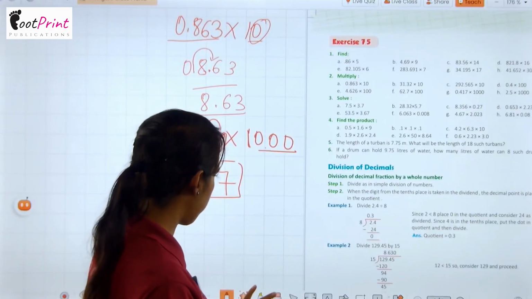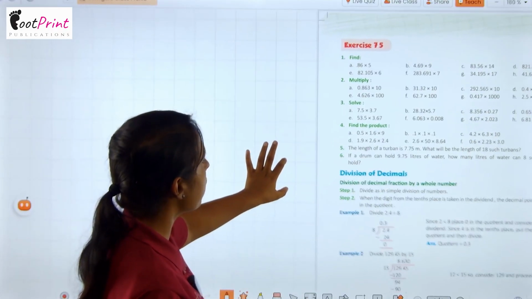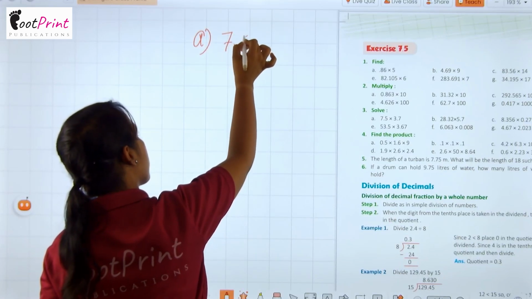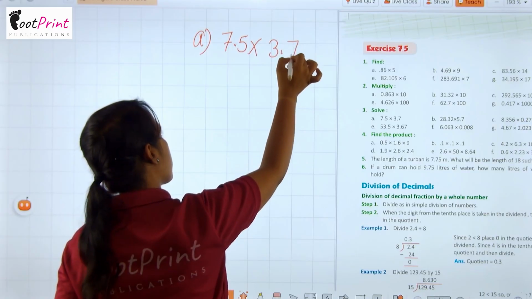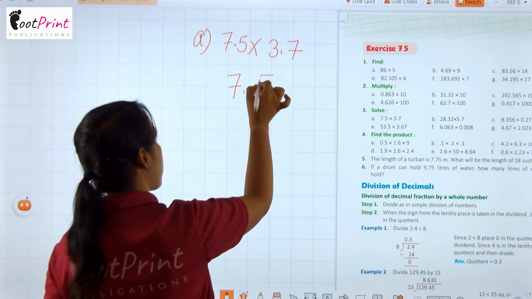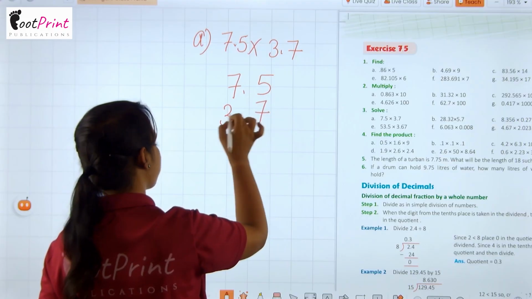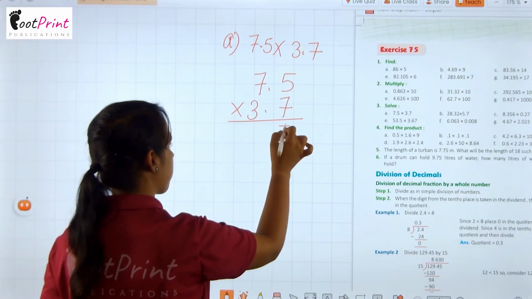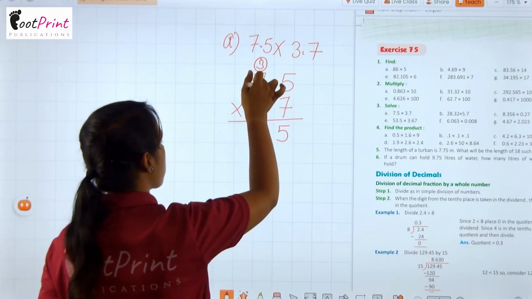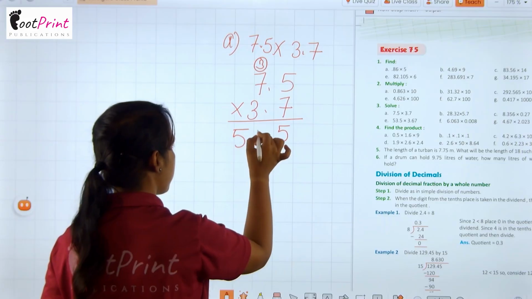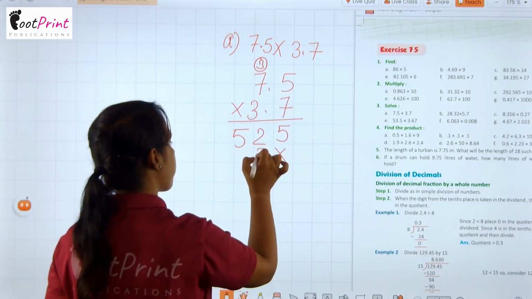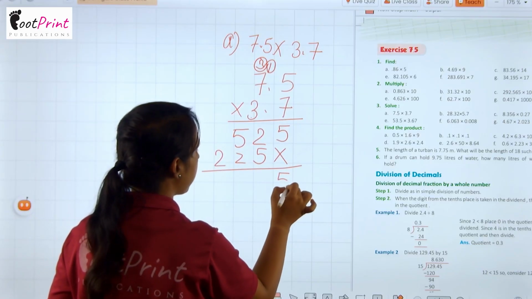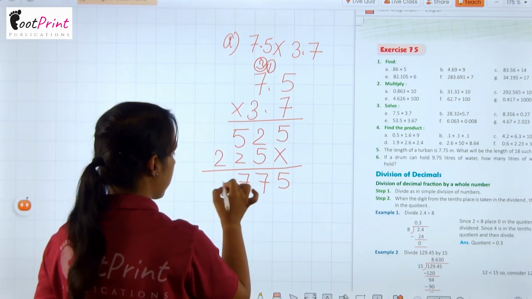Next we have to solve, meaning we have to multiply a decimal number by a decimal number. So the first option we have is 7.5 into 3.7. So 7.5, we simply multiply it. So here we get 7 5s are 35. Here 3, 7 7s are 49 and 49 and 3 is 52. Next 3 5s are 15. 1, 3 7s are 21 and 1 is 22. Now we will add it: 5, 7, 7 and 2.